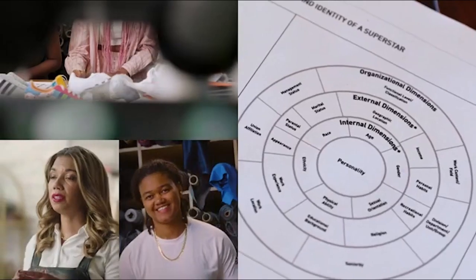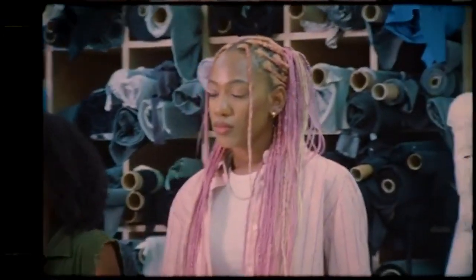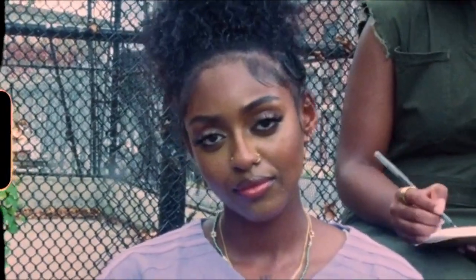So looking at the diversity dimension wheel, first you'll look at the inner layer. That's your personality, your unique traits, such as, are you an introvert? Are you an extrovert? The second layer you'll look at is the internal dimension. These are pieces that you cannot control, that you are often born with. Think about your age, your race, your ethnicity, your physical capability.